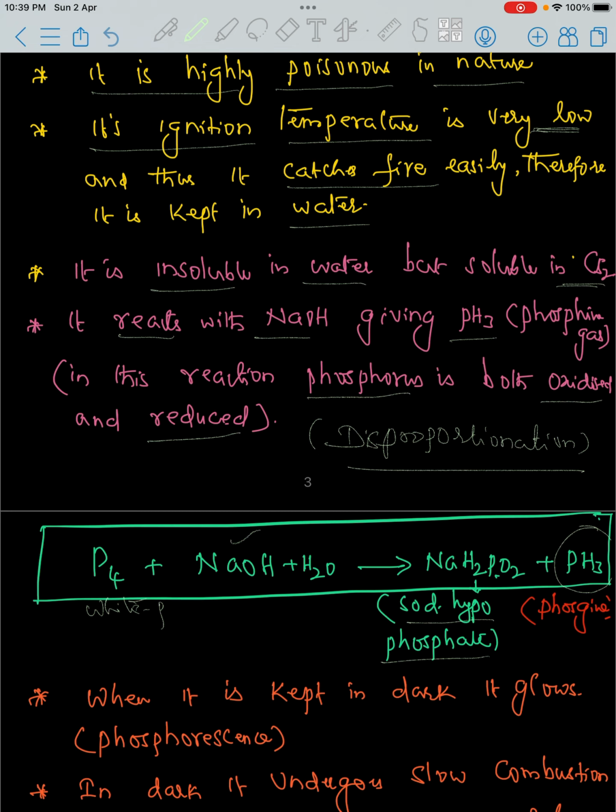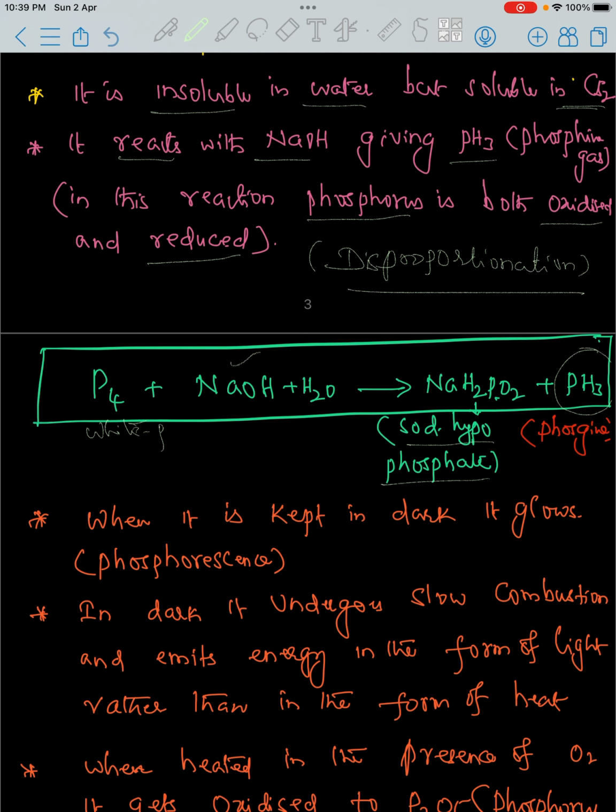Phosphine is generally a poisonous gas. Next, when white phosphorus is kept in the dark, it glows. That property is called phosphorescence. In the dark, it undergoes slow combustion and emits radiant energy in the form of light rather than heat. Instead of heat, it emits light, so that is called phosphorescence.